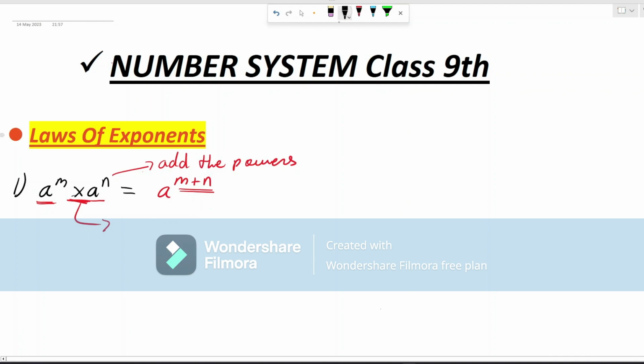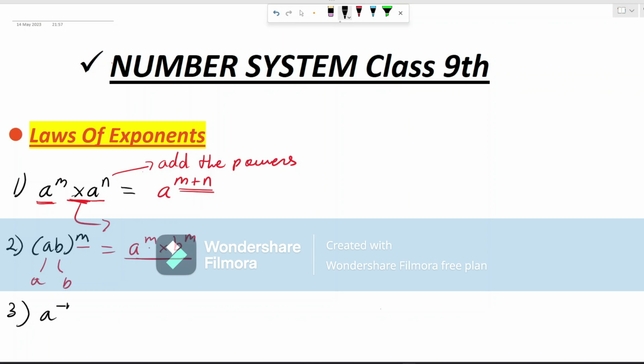Now let's look at the next one, which is ab to the power m. Now as you can see here, m is common to both a and b. So if you want to solve this one, you need to separate them. a to the power m into b to the power m. See?